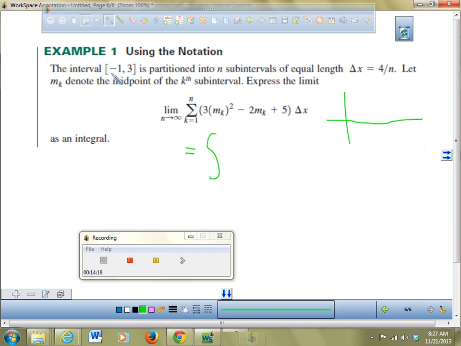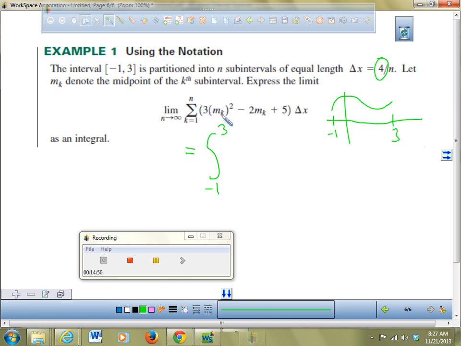It doesn't tell you how many rectangles to use. This is the distance from -1 to 3. It's not how many rectangles you have. So here's -1, here's 3, and you have some function, and we'll see what that function looks like in a minute. And so what you want to do is go from -1 up to 3, and this just makes an equation.